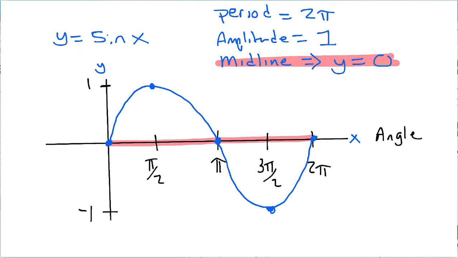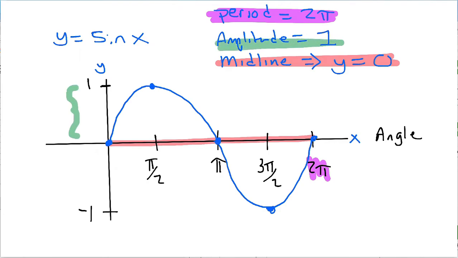If I highlighted the period, it is 2 pi, because it repeats every 2 pi. The amplitude, which we're going to call this, that's the amplitude. So that's the very general characteristics of a sine graph. Now we're going to look at the cosine graph.